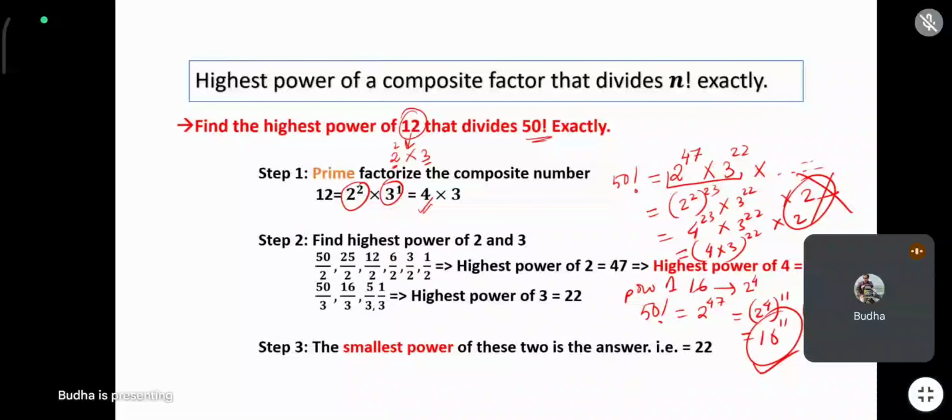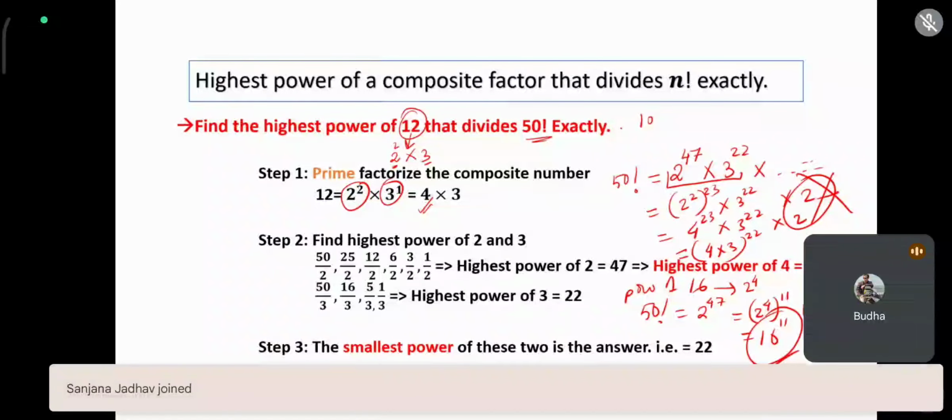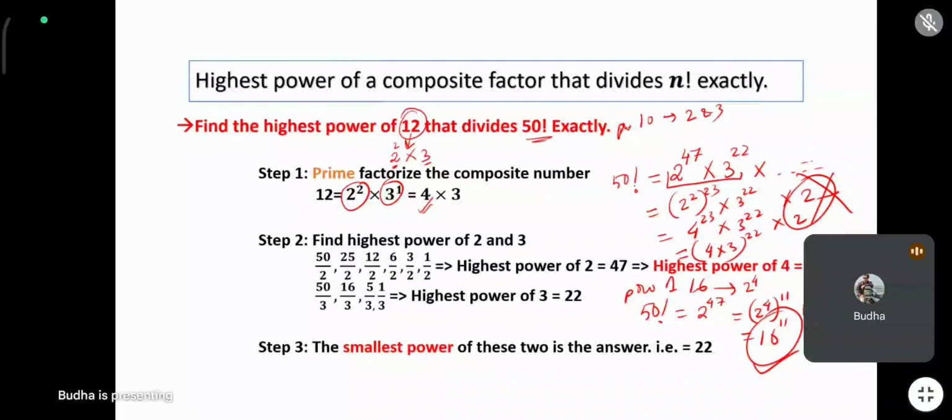तो similarly अगर मुझे पावर ऑफ 10 चेक करना है, So I will go for 2 and 5. तो मुझे 2 का निकालना पड़ेगा and then 5 का निकालना पड़ेगा. Okay. Any doubt in this?